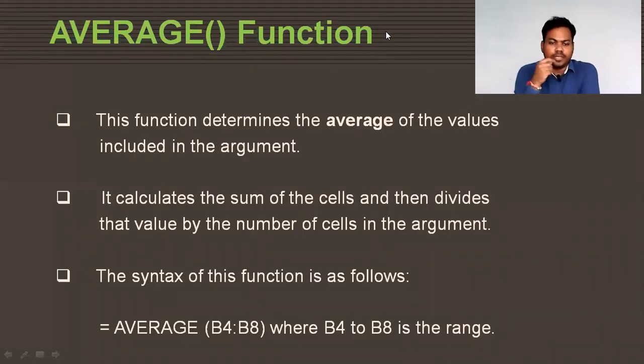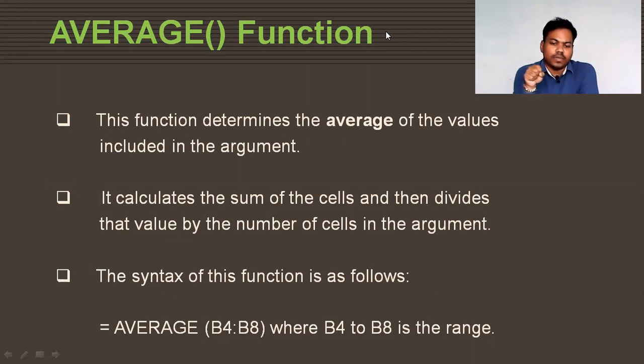Now, what is the average function? This function determines the average of the values included in the argument. In mathematics, we calculate the average, and we can calculate that using this function. Suppose in any class, in the maths exam, different marks have been scored by different students. We can calculate the average marks of that class. It calculates the sum of cells and then divides that value by the number of cells in the argument. So how to calculate the average? We will add all the marks and divide by the number of students. That is the way to calculate the average.